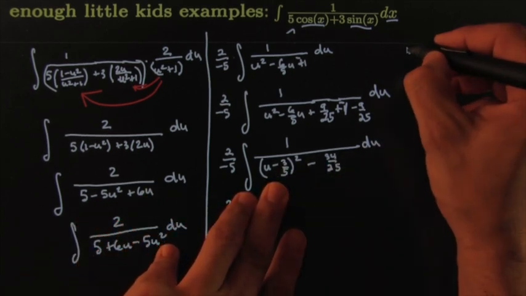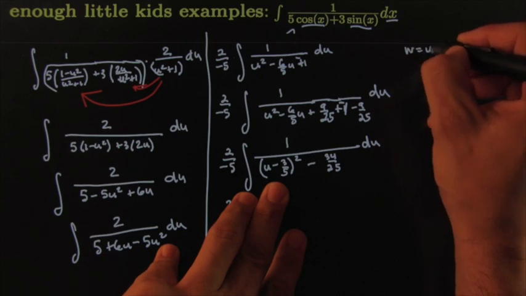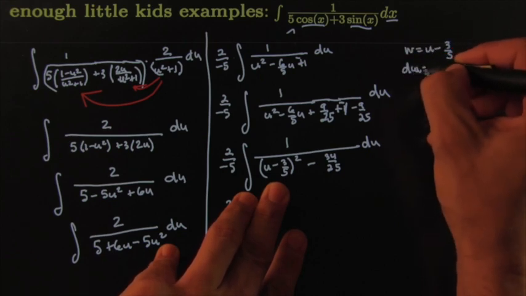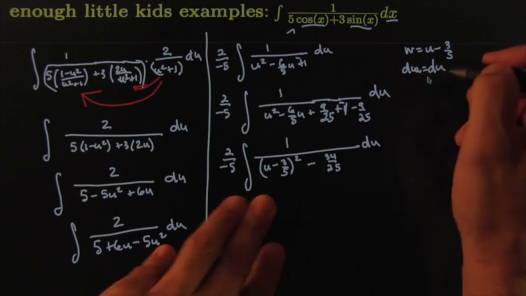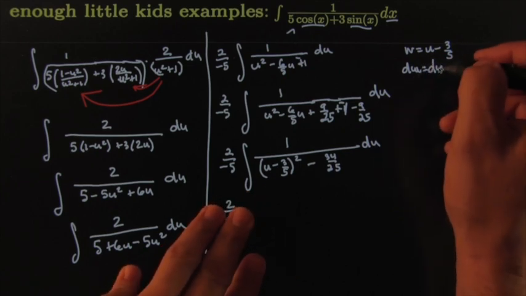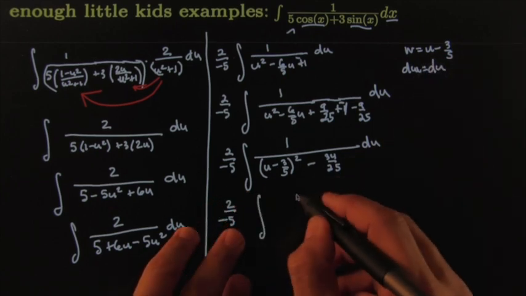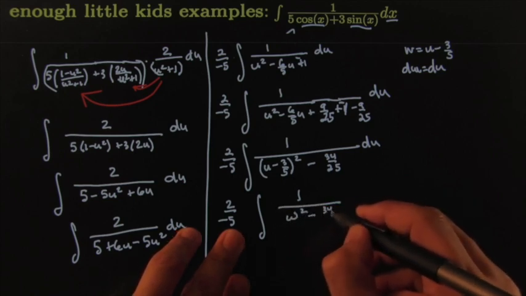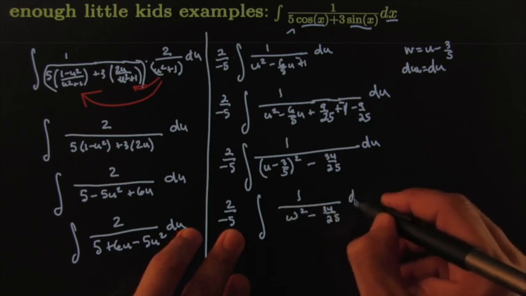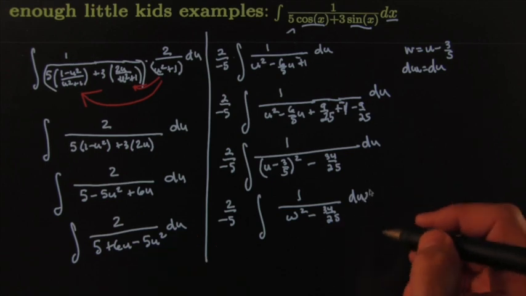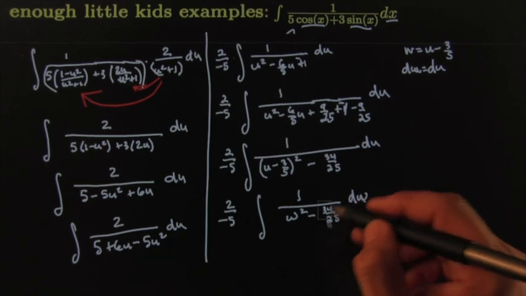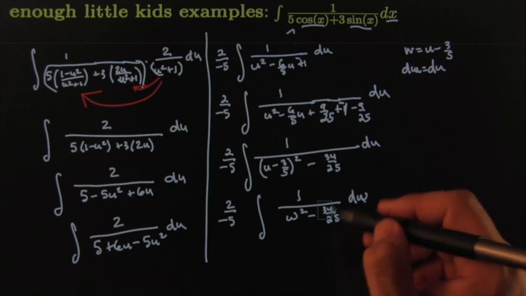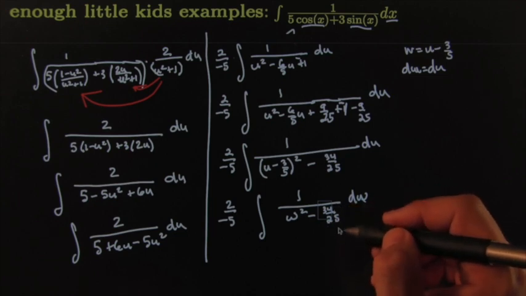I'll make the w substitution here. W is equal to u minus 3 over 5. The differentials are straight up exchange. dw is equal to du, so this becomes the integral of 1 over w squared minus 34 over 25 dw. Hey, wouldn't it be nice if we could get rid of this 34 over 25? It's kind of an annoying one. Want to get rid of it?